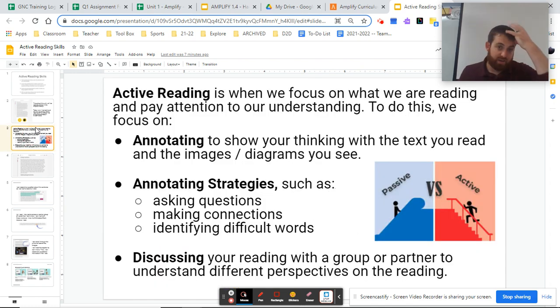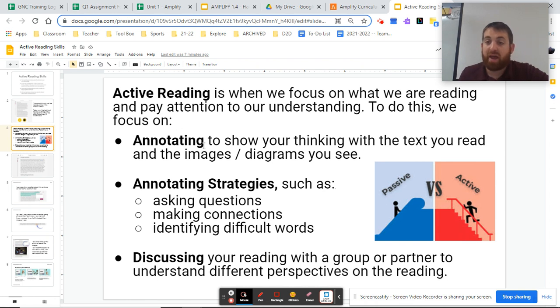So, first, let's talk about what active reading is. Active reading is when we focus on what we're reading and we pay attention to our understanding. To do this, we have some strategies and things that we do. And the big idea here is that we focus on actively reading and partaking in different strategies that are going to help us think about what's happening in the article. We're no longer taking on this passive role of just reading to read. We're reading and actively participating in different strategies.